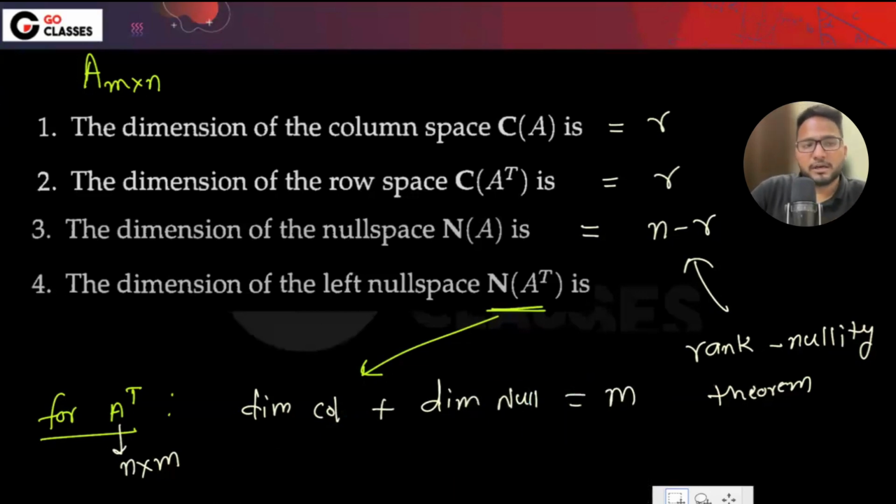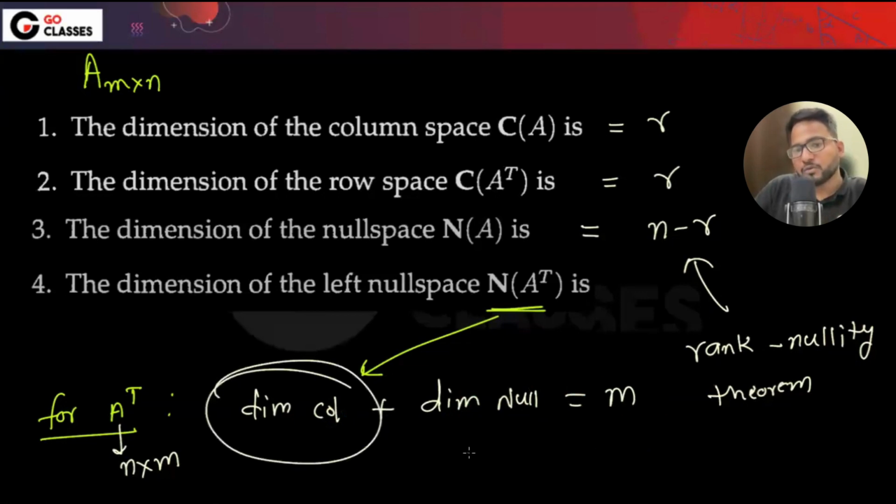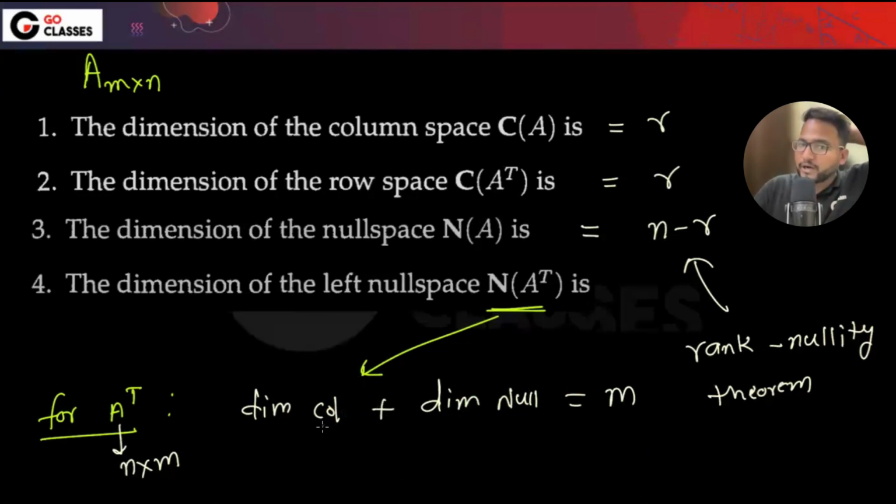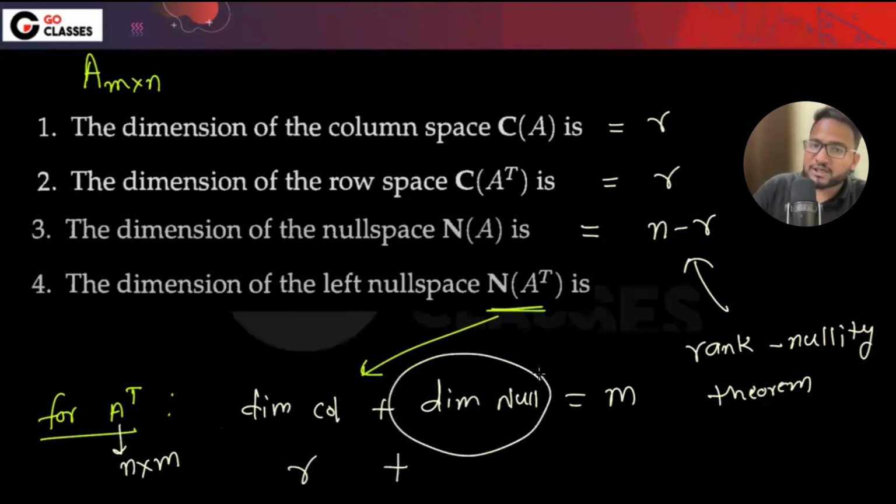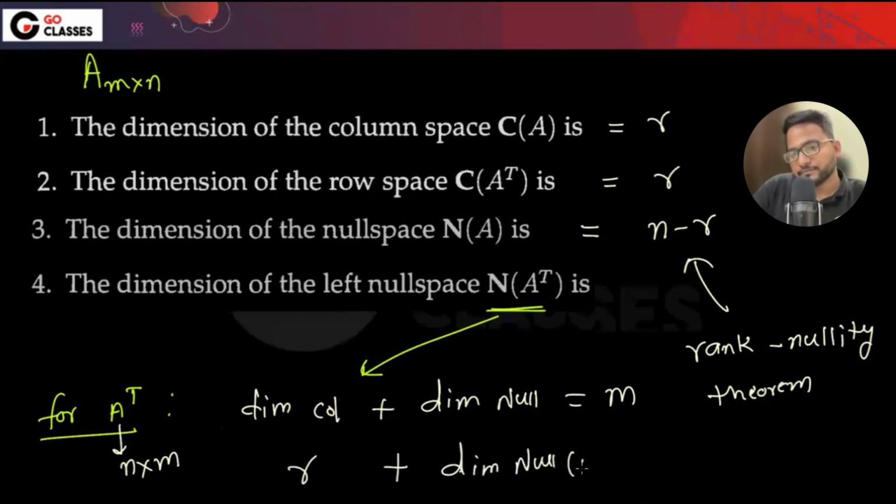Now let's see what the dimension of the column space is. It is the same as the dimension of the row space of A, which is also the rank of A transpose, which is the same as the rank of A. So it is just R. Plus, this is what we are interested in finding out, the dimension of the null space of A transpose, which is equal to M.